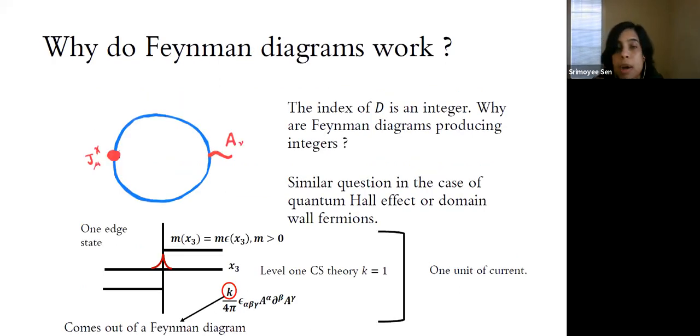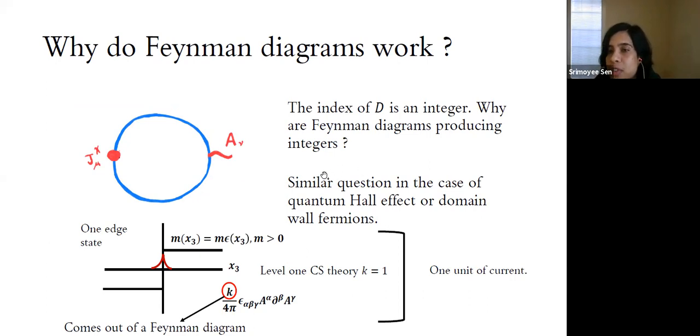Now, I'm pretty close to ending my talk, but before I do that, I want to discuss another curious issue, which is: why do Feynman diagrams work in this case? What I mean by that is, what I was able to do is to relate the index of the operator to some Feynman diagrams, right? And the question is, well, the index is always an integer. So why is it that a Feynman diagram is producing an integer?